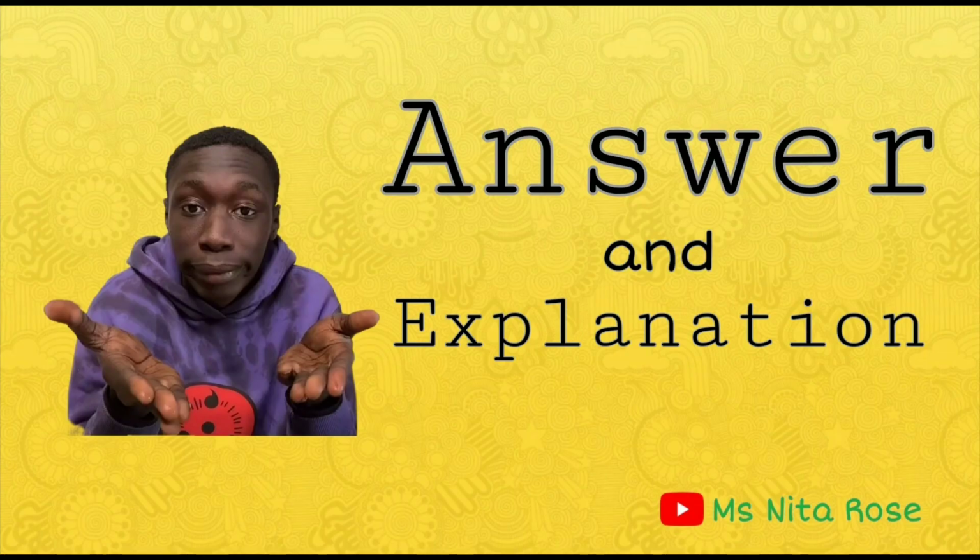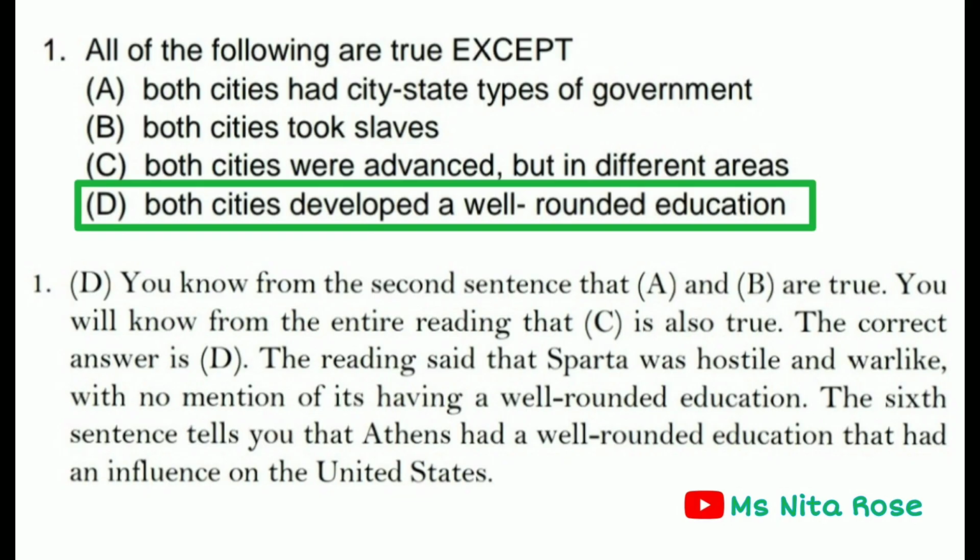Answer and explanation. Number 1. Question. All of the following are true, except... Answer. D. Both cities developed a well-rounded education. Explanation. You know from the second sentence that A and B are true. You will know from the entire reading that C is also true. The correct answer is D.